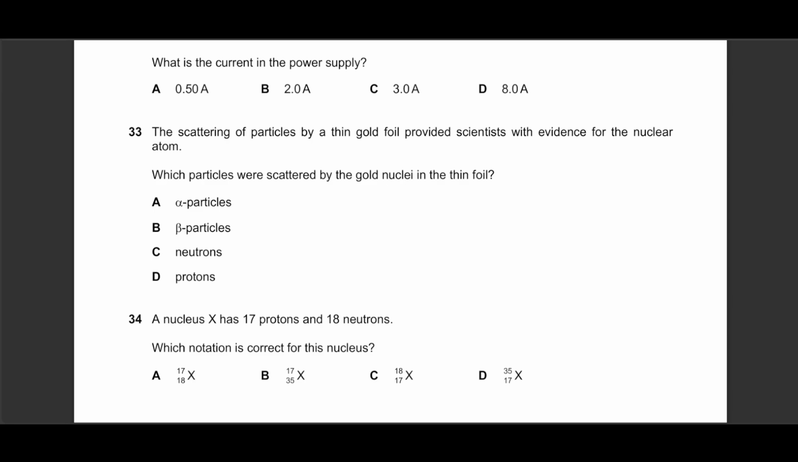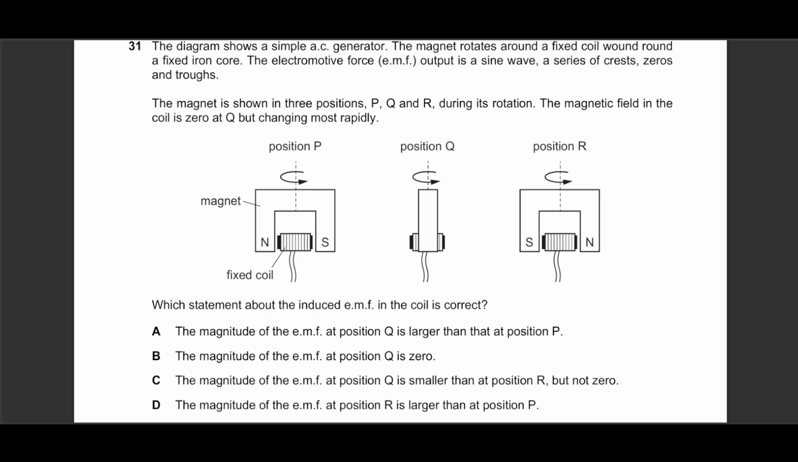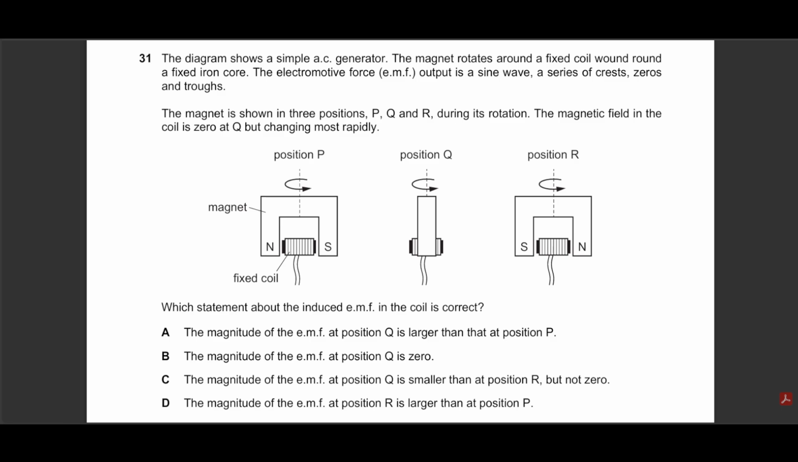Question number 31. In question 31, it's a bit tricky. Question 31 will be one of the common questions that you will encounter in physics. This is related to Faraday's electromagnetic induction, the AC generator, and the coil position. The only takeaway in this question is that the magnetic field at coil Q is 0.